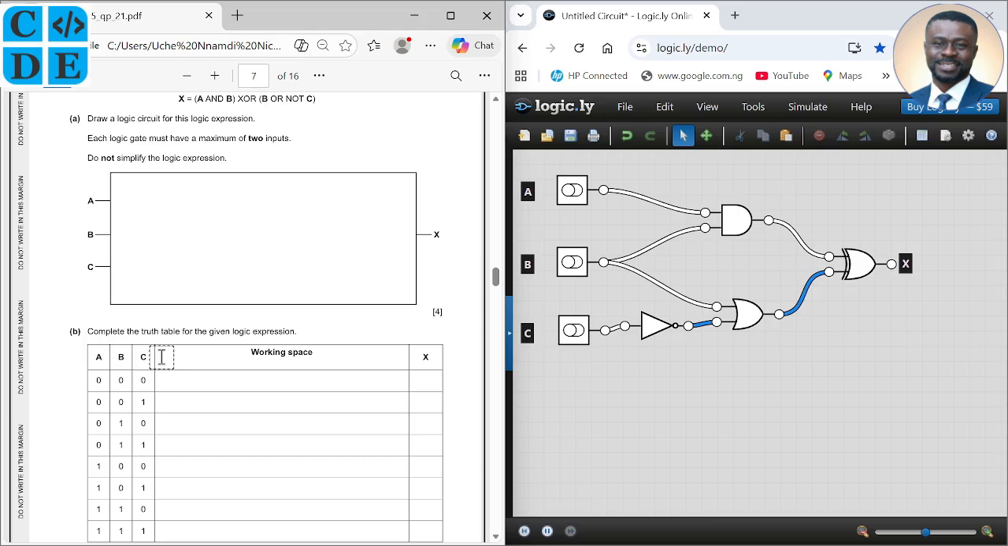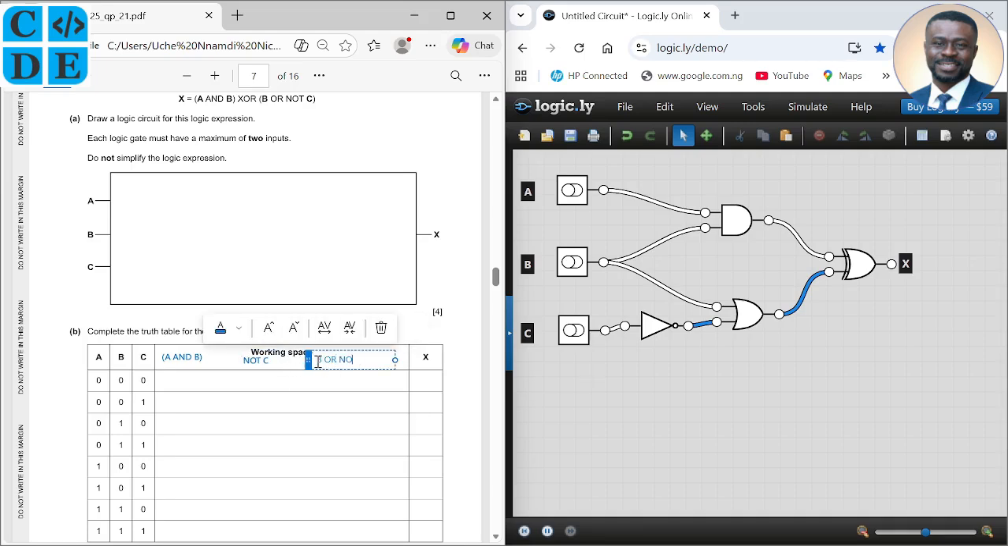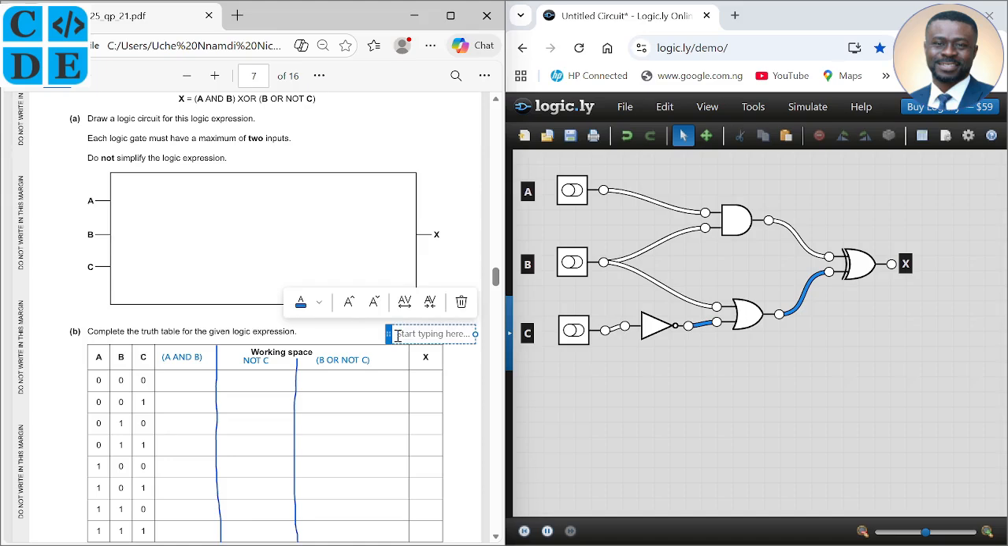So here I'm going to do the A and B part, and do NOT C. So that way I've simplified this. Whatever result I get from this, I know I'm now dealing with this and that. So I'm just going to draw a line to separate them. The whole of this is now the X.